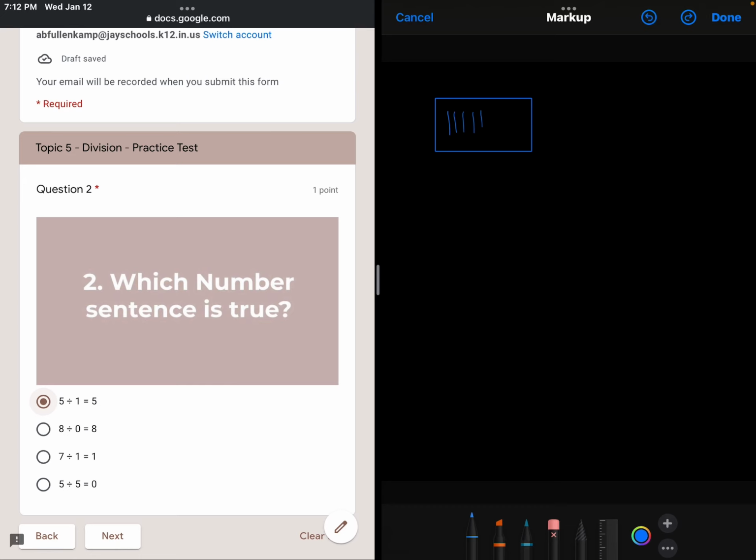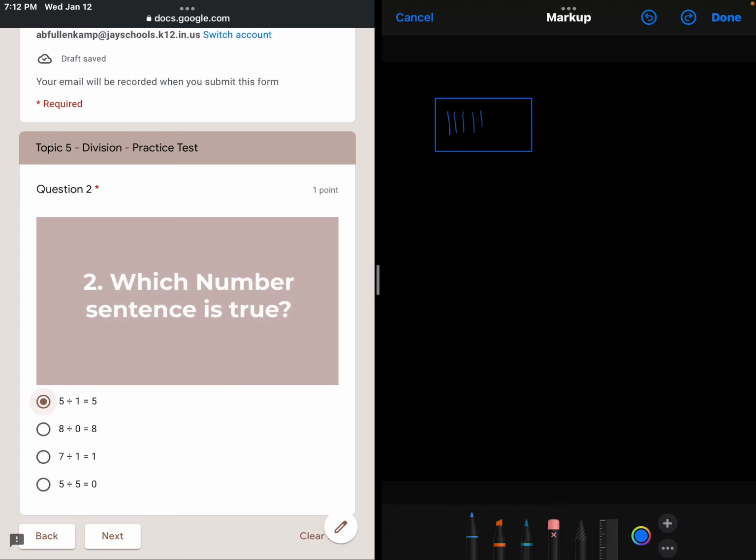You can also look at 8 times 0. That would be 0. Okay, there's 0 pieces in each box because there's no boxes. All right, so we know the second one is not going to work. What about the third one?